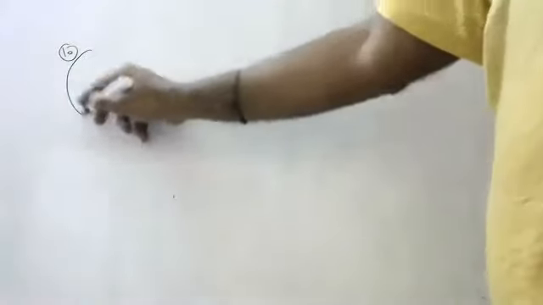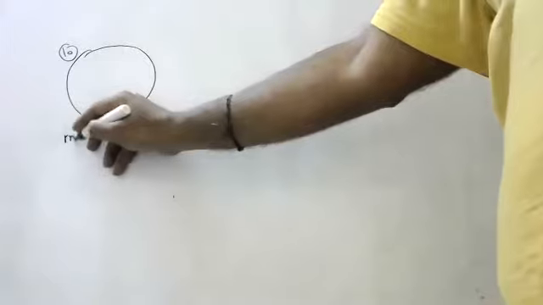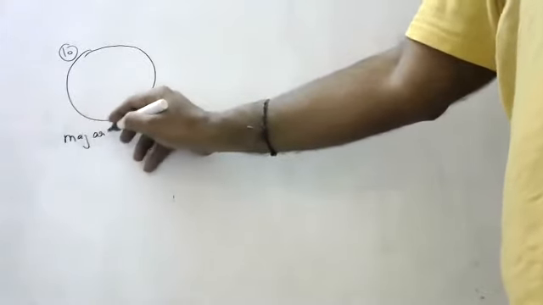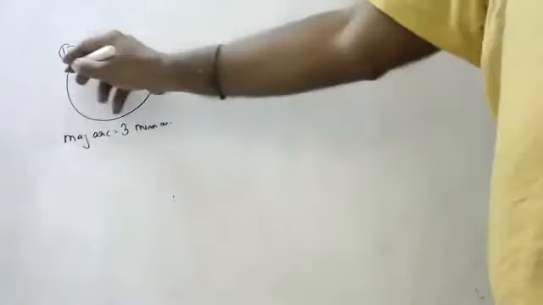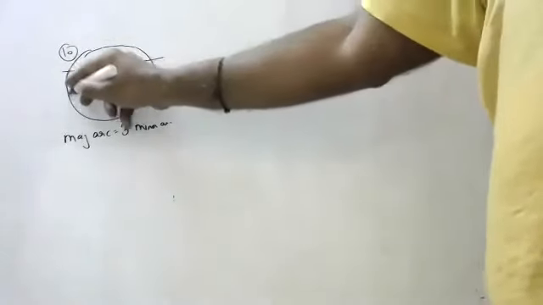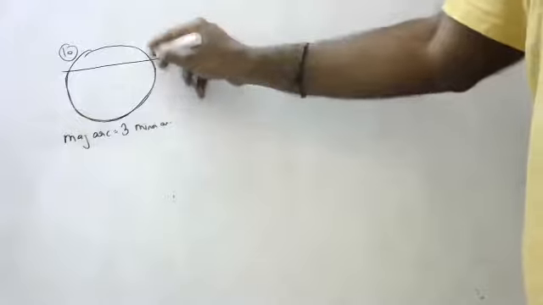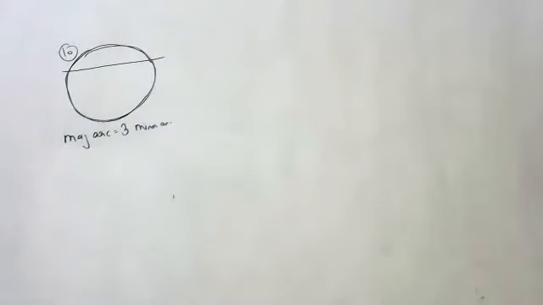Yes, sir. Let's do the question, children. In a circle, the major arc is 3 times the minor arc. Children, this is a circle. Here they are saying the major arc is 3 times the minor arc. Imagine this is the major arc. Major arc is 3 times the minor arc. They are giving the question.